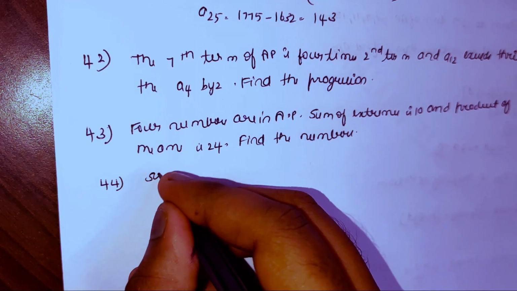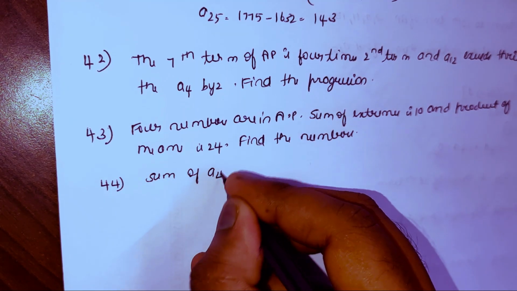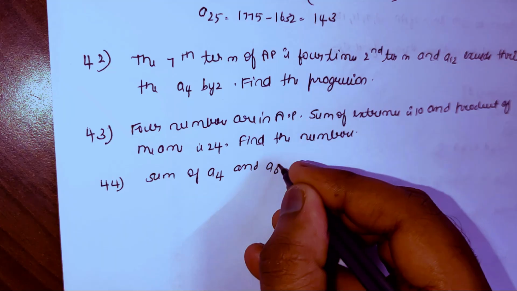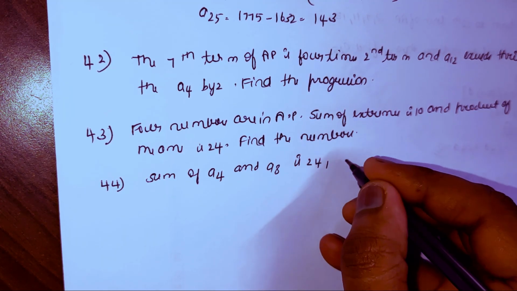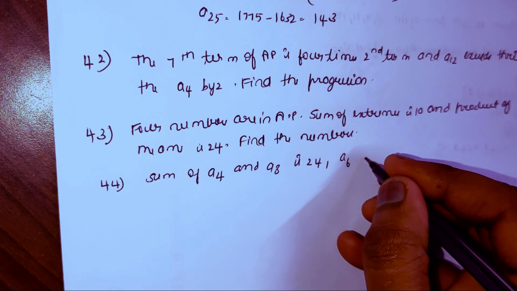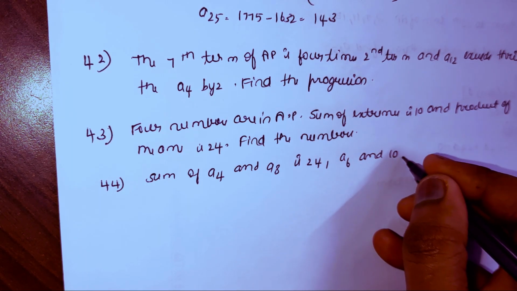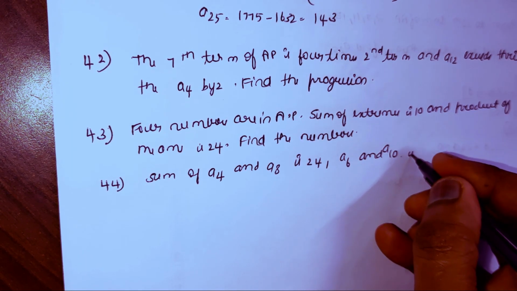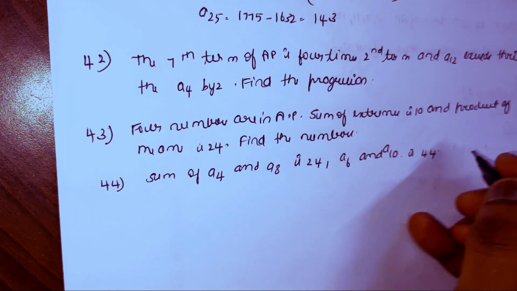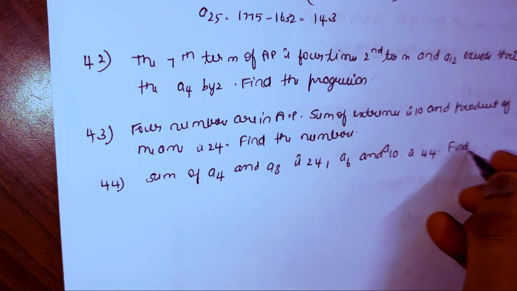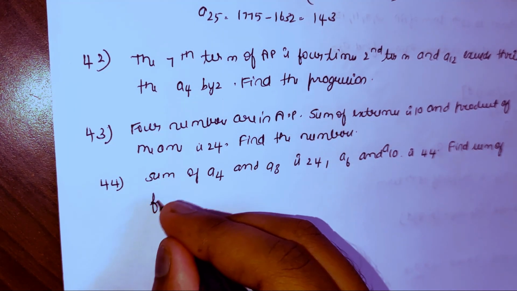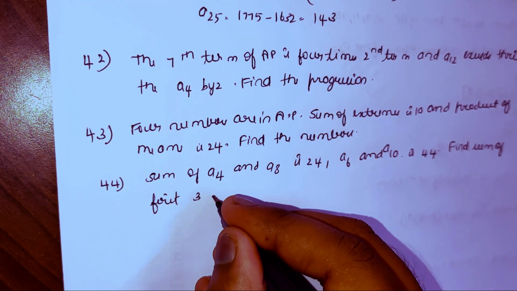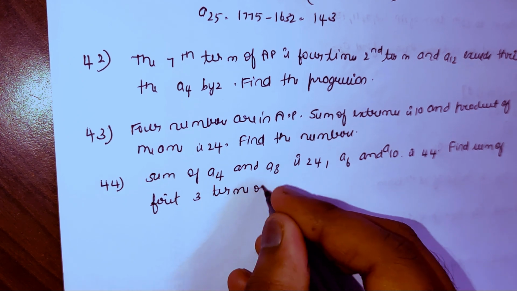44th, sum of 4th and 8th term is 24 and sum of 6th term and 10th term is 44. Find the sum of first 3 terms of AP.